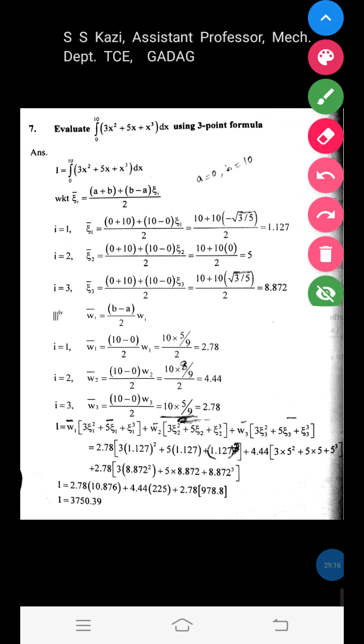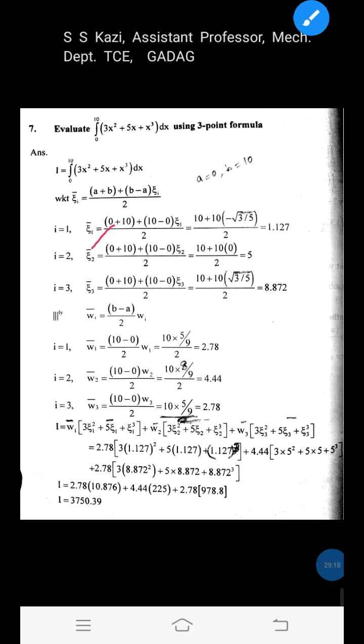If we substitute here and calculate this ratio, we will get 1.127. Next, zeta 2 bar, again the same formula, a plus (b minus a) into zeta 2 divided by 2, where a is equal to 0, b is equal to 10, you substitute. Zeta 2 is equal to 0. For the 3-point formula, the second sampling point is given by 0, and if you calculate this ratio, we will get 5.